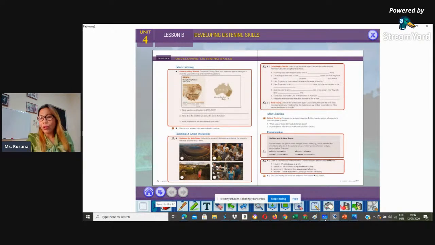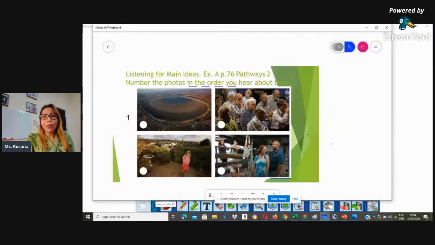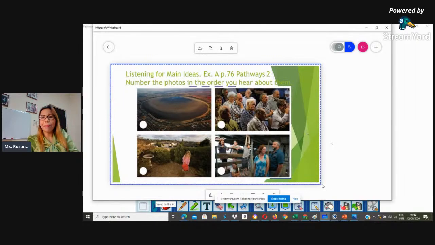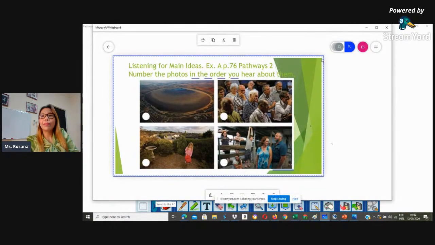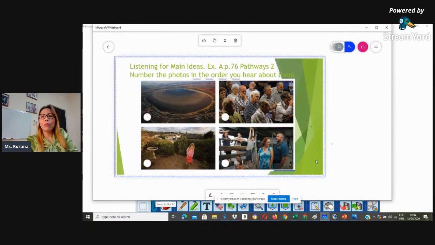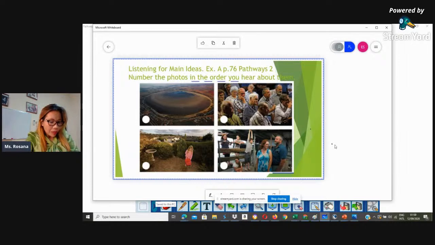whiteboard app. So I'm going to open the whiteboard app. So here, I'm showing the 4 photos. Okay, I'm gonna make it bigger. Oh, that's the biggest that it could be. Couldn't make it bigger anymore. All right. So here we've got the 4 photos. Then while listening to the audio recording, you need to number the photos in the order that you hear them.